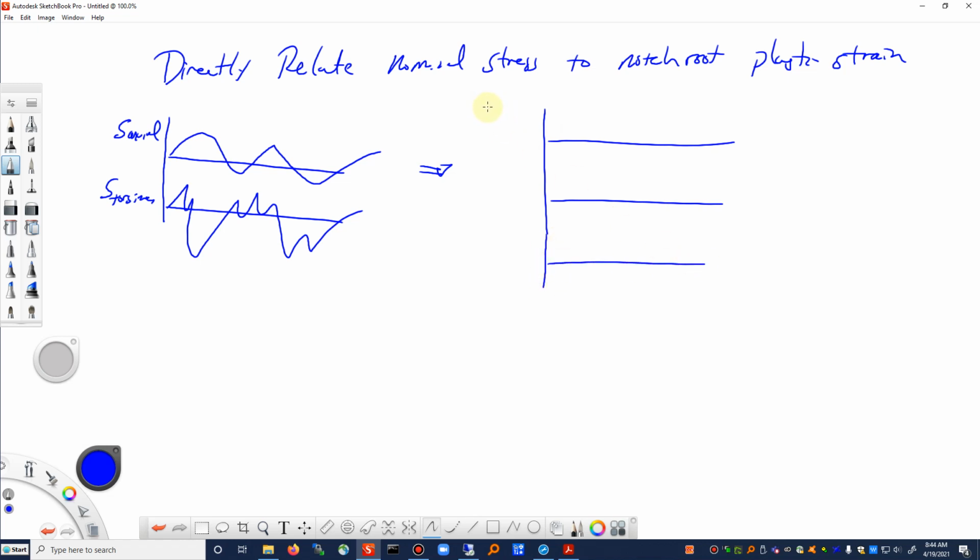So this might be our axial strain. Our elastic strains can be determined through Hooke's law, of course. So we get a total axial strain history. We get a total hoop strain history. We get a complete shearing strain history at the notch.